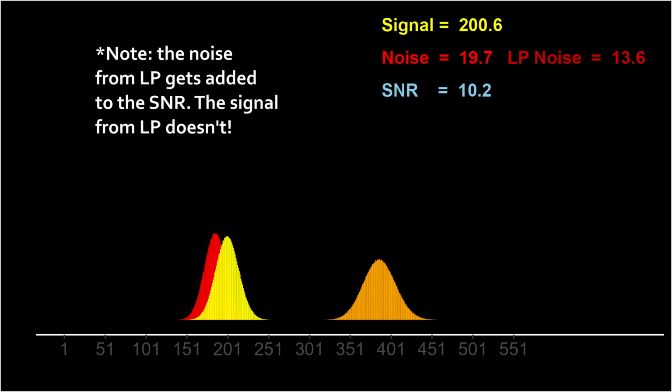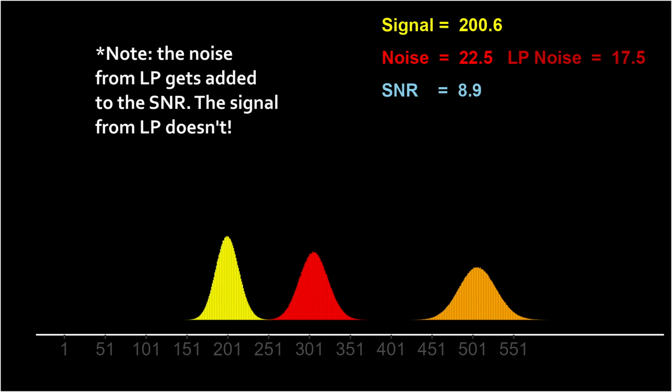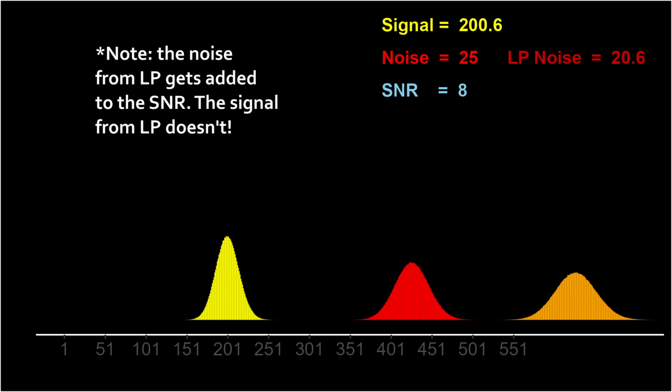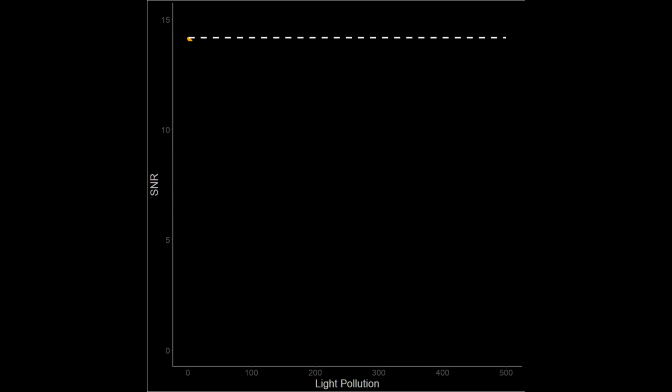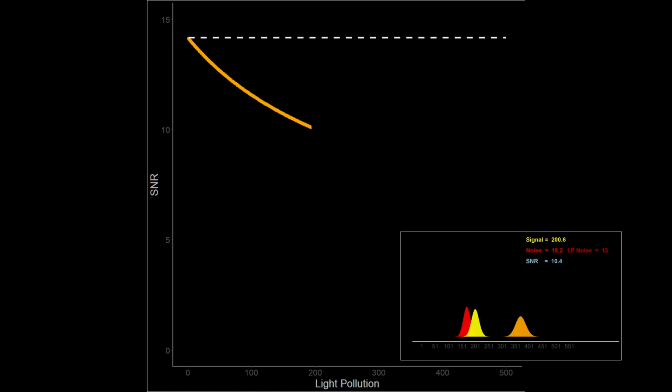Let's simulate things as light pollution increases. Okay, we'll make a graph of this simulation. This dotted line here will be the theoretical best SNR we can achieve. The x-axis will be the light pollution and the y-axis will be our signal to noise ratio. As light pollution increases, the SNR decreases.